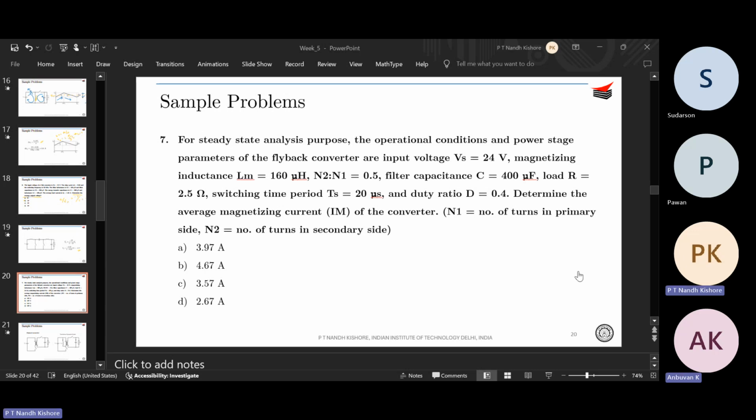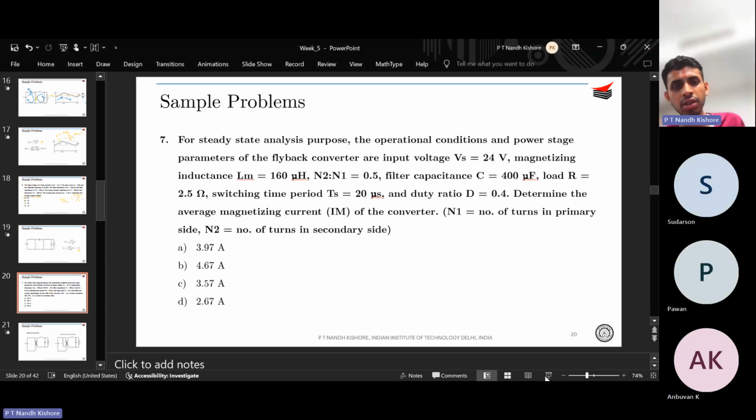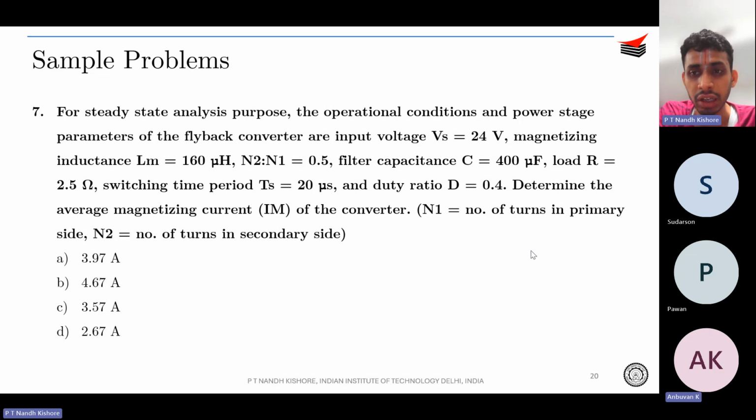Okay, so we will go ahead with the next question. Please pay attention to this question. It's a very good question, I would tell, in terms of the magnetizing inductance. So you might have studied it anyway.